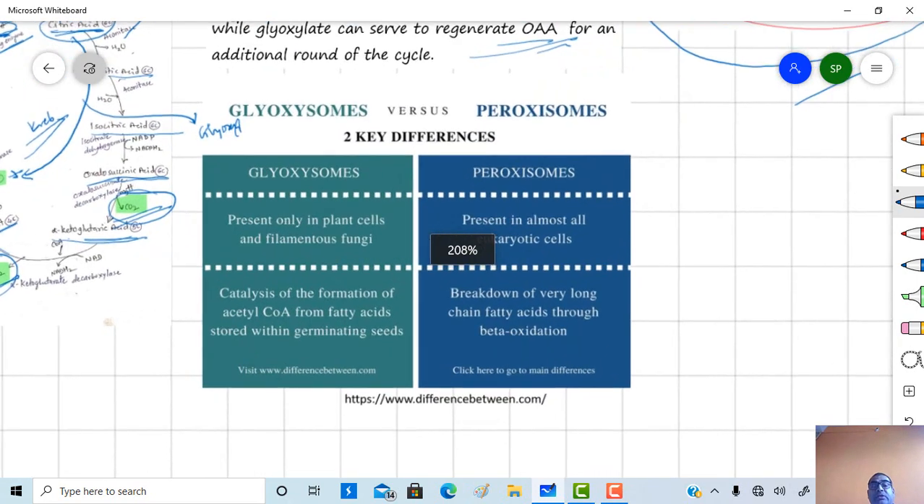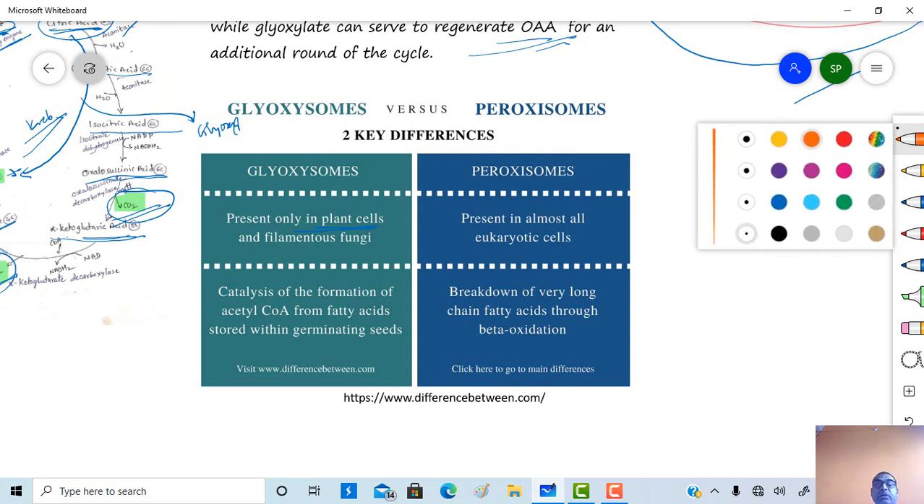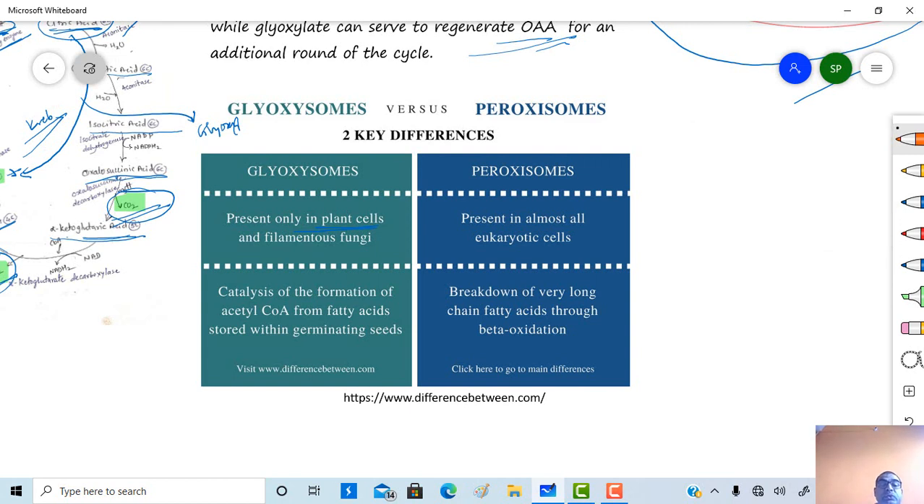Okay, so just see, not glyoxylate, glyoxysome. These are the two differences present in the glyoxysome and peroxisome. Glyoxysomes are present only in the plant cells and filamentous fungi, while peroxisomes are present almost in all eukaryotic cells.